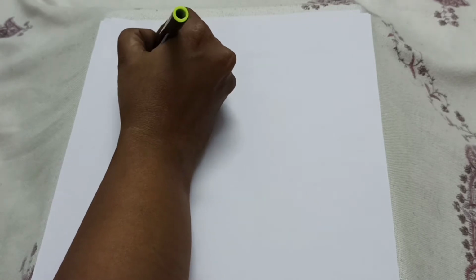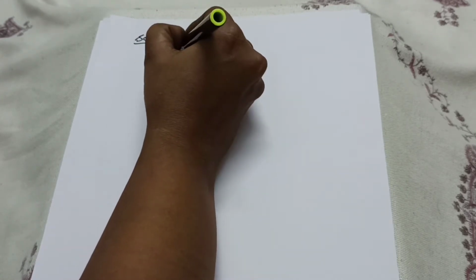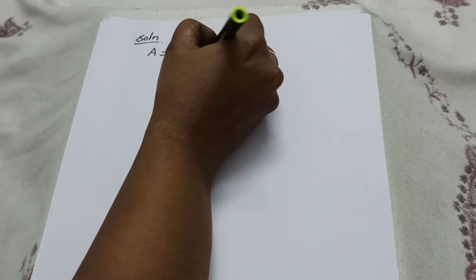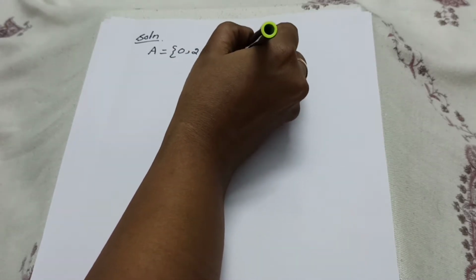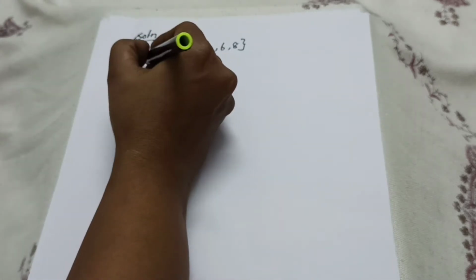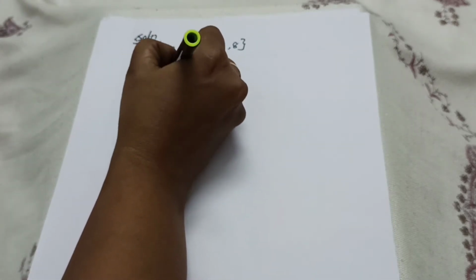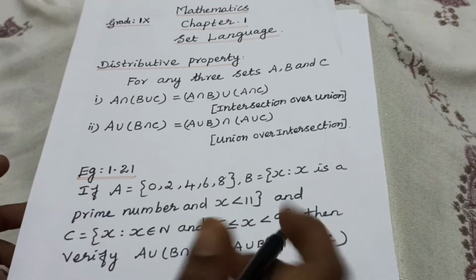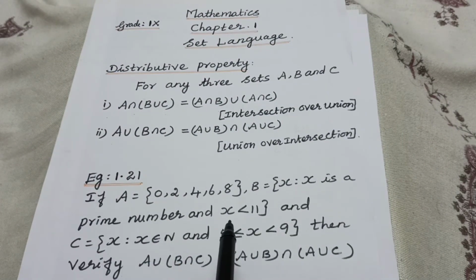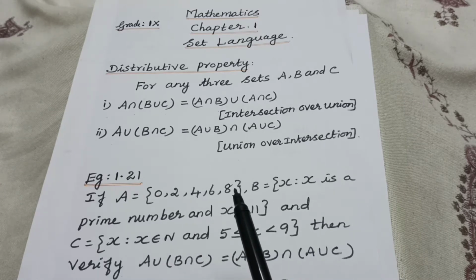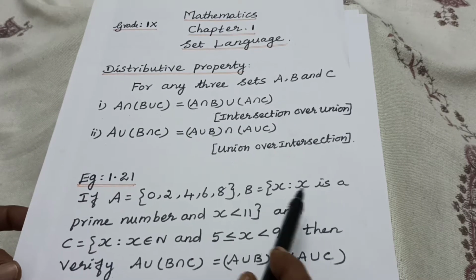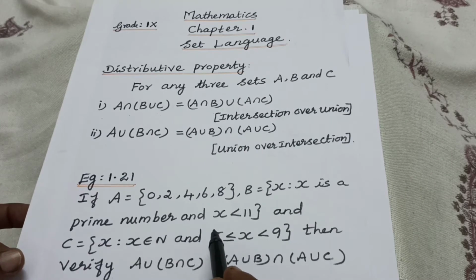First one, solution. What is given here? A is equal to the set {0, 2, 4, 6, 8}. Then B is equal to, here which form is given? Set builder form is given, isn't it? How to convert into roster form? x such that x is a prime number and x less than 11. Less than 11, what are the numbers?